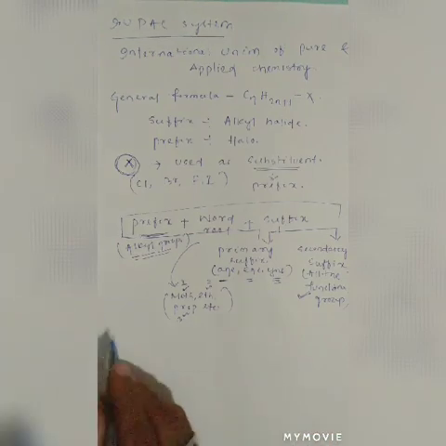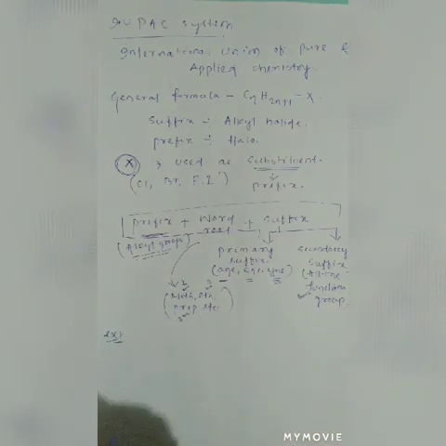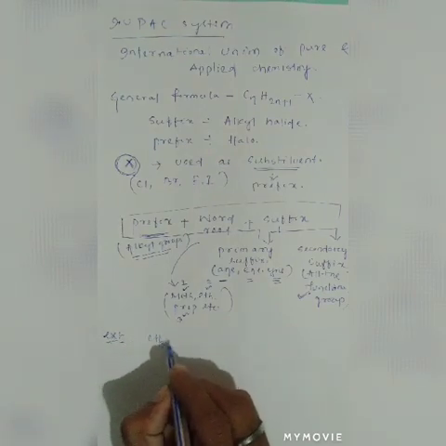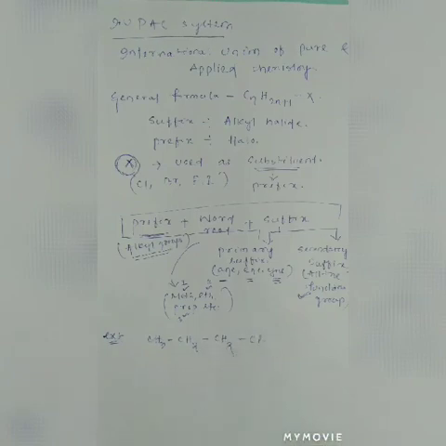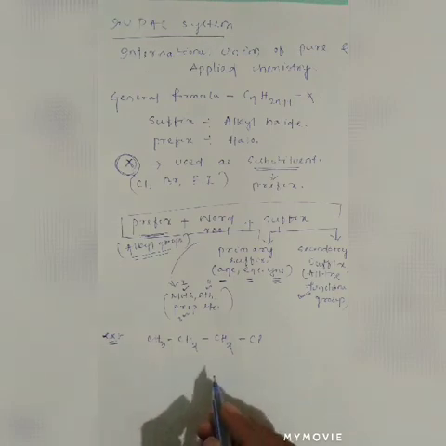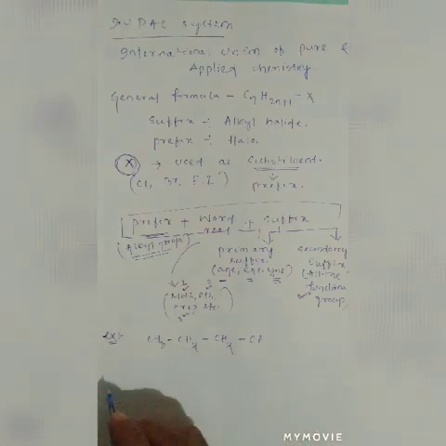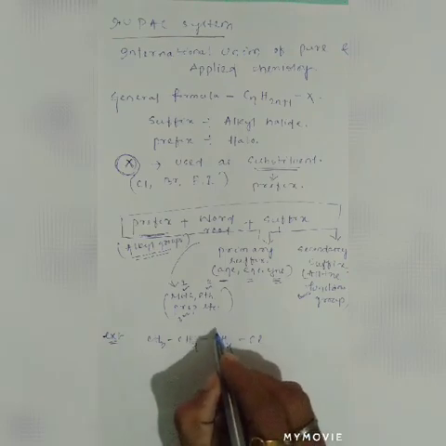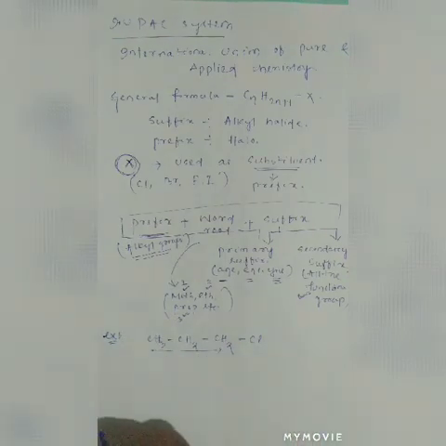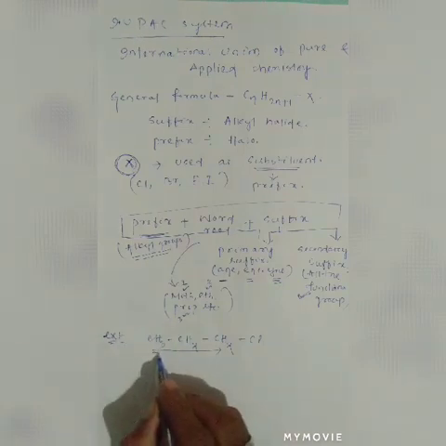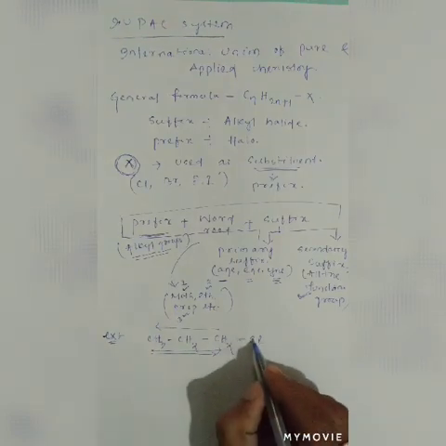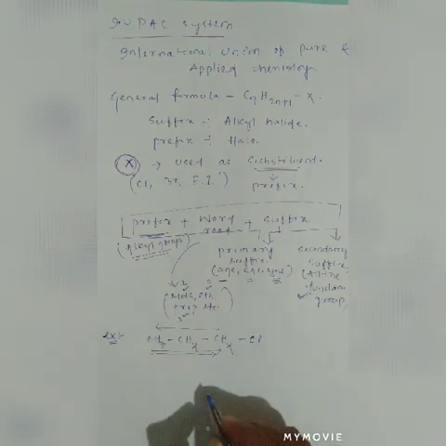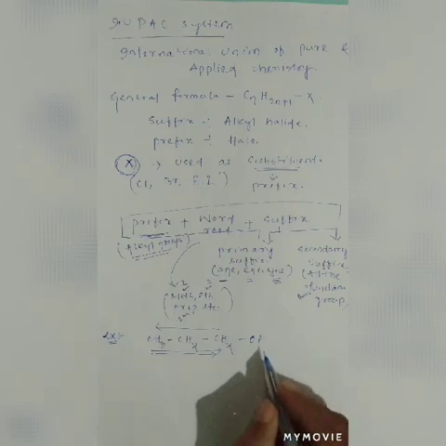Let's see an example: CH3, CH2, CH2, Cl. I am taking a straight chain example, a simple example. First, the longest carbon chain is selected. This is the longest carbon chain. How do we name it? From this side or this side? First of all, see where the halogen group, the substituent or the functional group is attached.